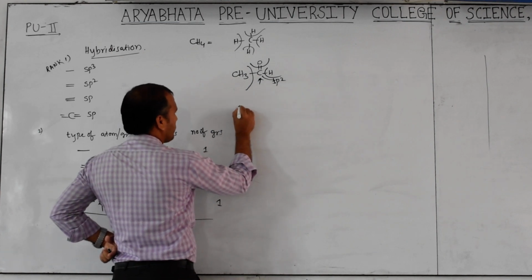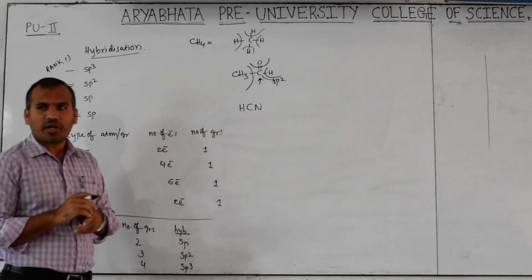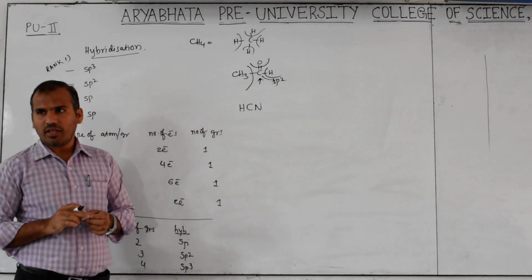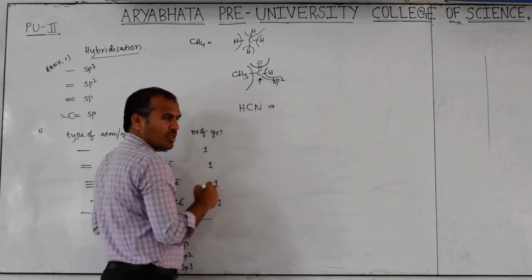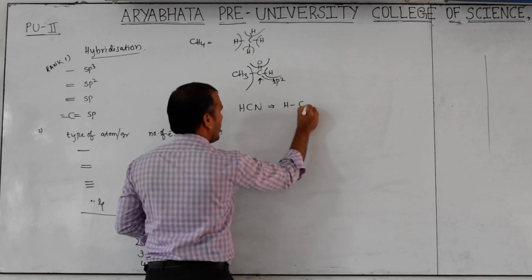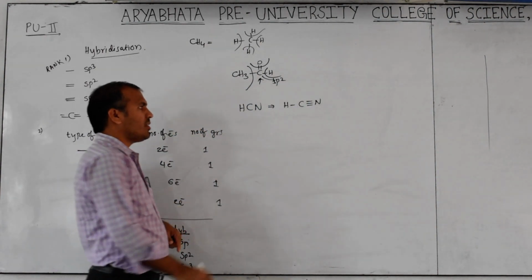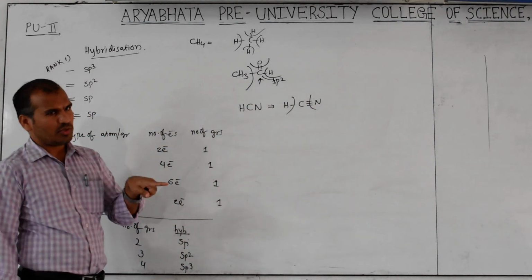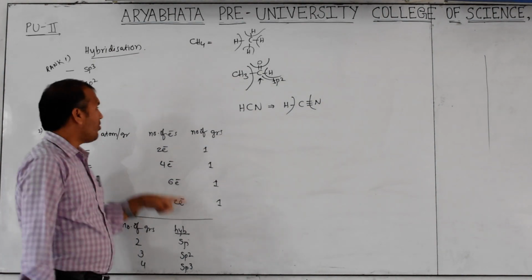Now, HCN is given. In that, find the carbon hybridization. You should know how to write the Lewis structure: H, C, triple bond, N. Around this carbon, how many groups are there? Two groups are there, because a triple bond means one group. If you follow this, two groups means sp.